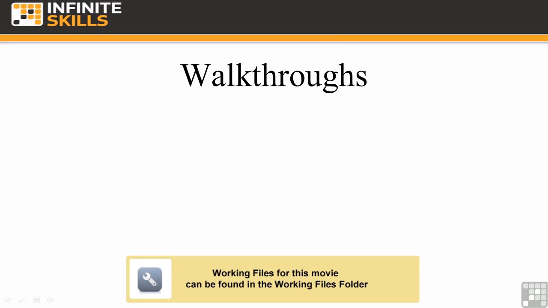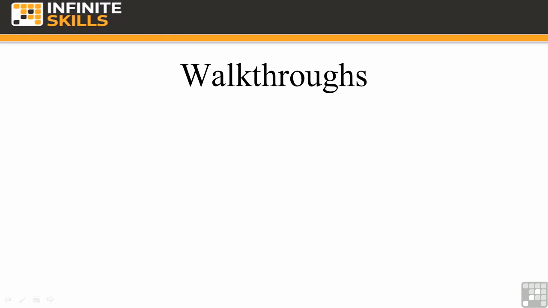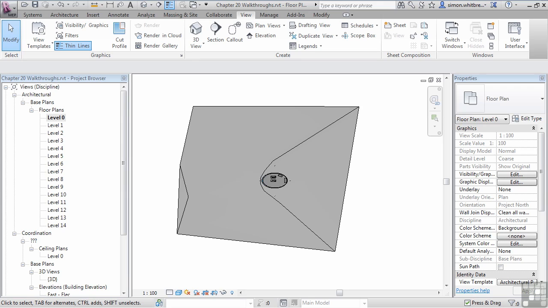So from your startup screen, click on Open, browse to Chapter 20, and open the file Chapter 20 Walkthroughs. In this exercise, we're going to create a basic walkthrough, and we're actually going to do a flyby around the building. The first thing I want to do is create a 3D view.